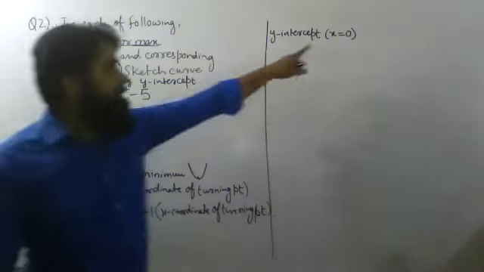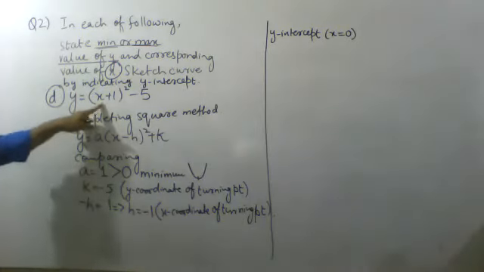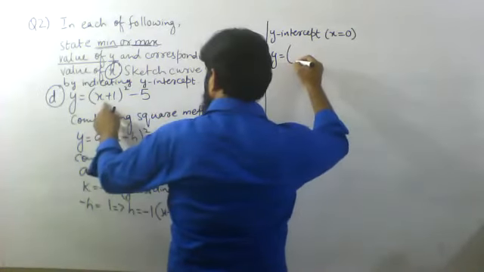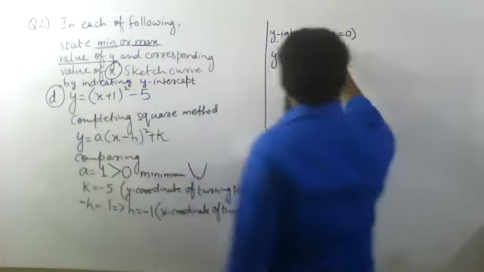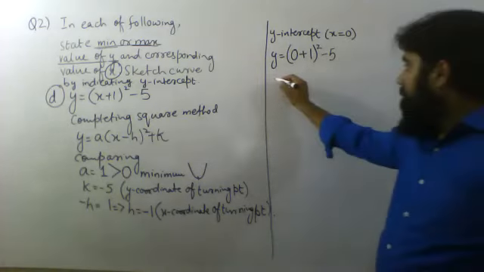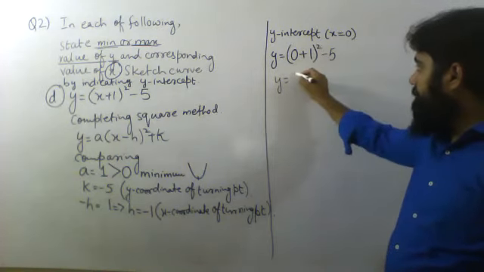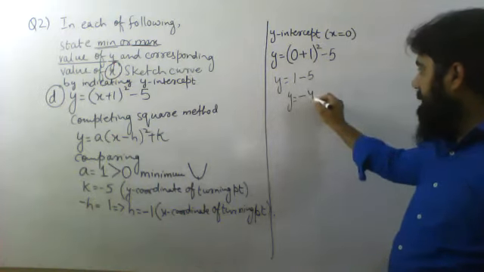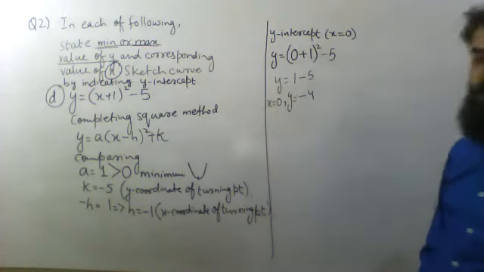So x equals 0. I will plot it over here. So y equals bracket (0 plus 1) whole squared minus 5. Y equals 0 plus 1 is 1, whole squared is 1, minus 5. Y equals 1 minus 5, which is minus 4, when x is 0.